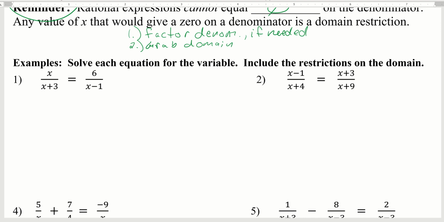So here, the nice thing is this denominator and that denominator are already factored, so I don't need to do anything with it. I can go exactly to step number 2. So on 2, my domain restrictions would be x cannot equal. We have to solve each one. So if I put this x plus 3 is equal to 0, minus 3, so x cannot equal negative 3. And same thing here, x minus 1 equals 0. Add over the 1, so x cannot equal 1. Cool. So those are my 2 domain restrictions.